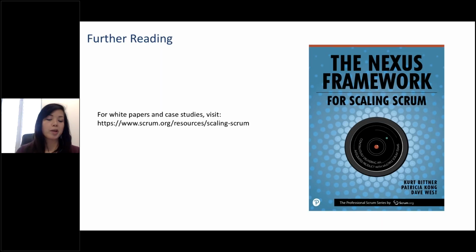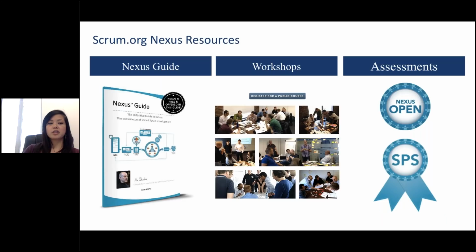But we certainly have white papers and case studies, and we also have the Nexus Guide, just like the Scrum Guide. It was recently updated. Like I said before, one of the updates we made was around the Nexus Integration Team, that new role. We wanted to make sure people understood that it is mostly comprised of people who are on the teams already, to lift up that voice. And we also wanted to make sure that we were aligned with the Scrum Guide.